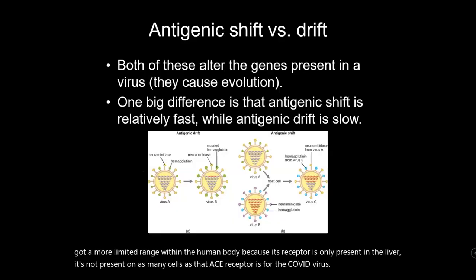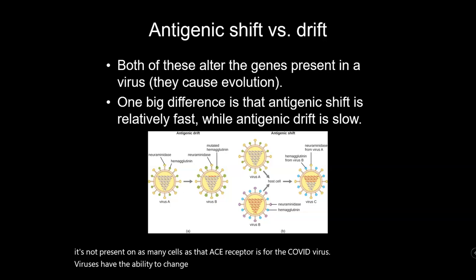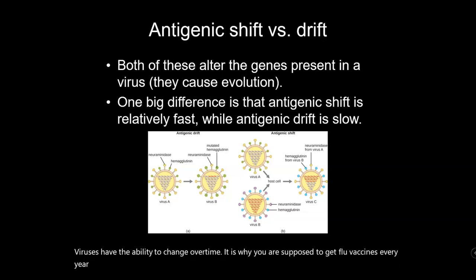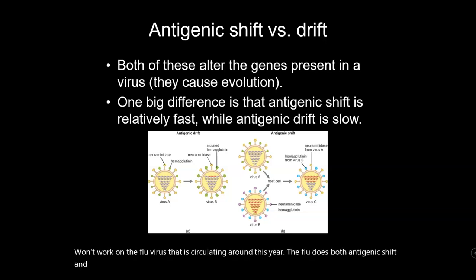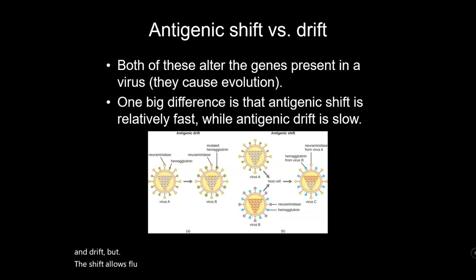Viruses have the ability to change over time. It is why you are supposed to get flu vaccines every year. It's because the flu virus evolves, and so the vaccine that you got last year won't work on the flu virus that is circulating around this year. The flu does both antigenic shift and drift, but the shift allows flu to change more quickly.